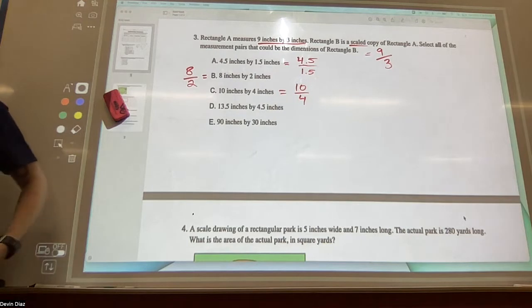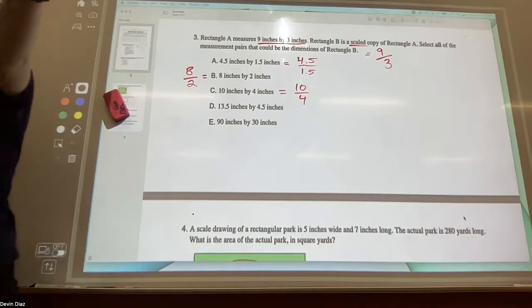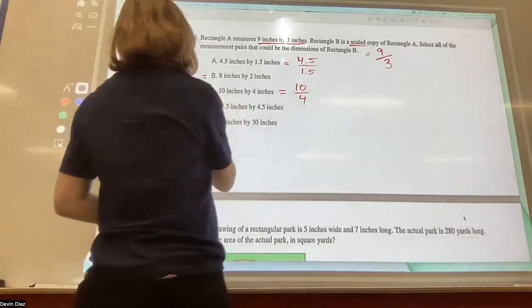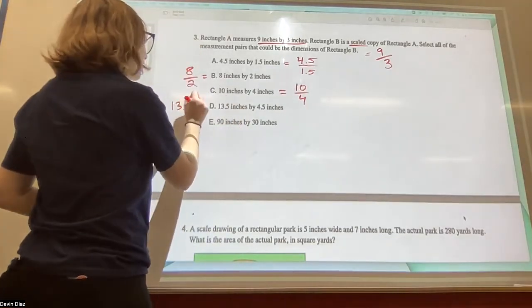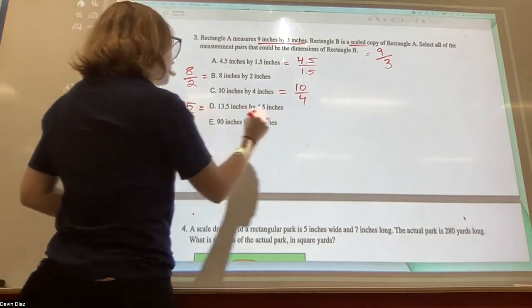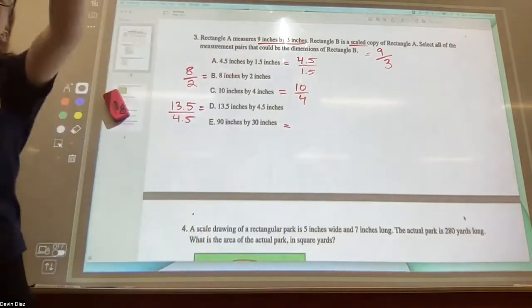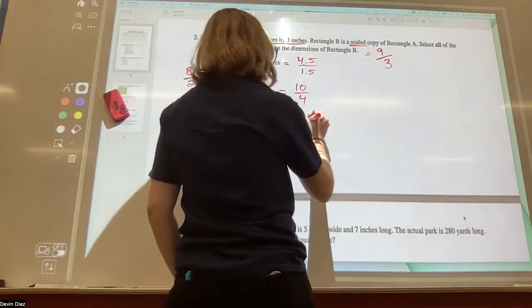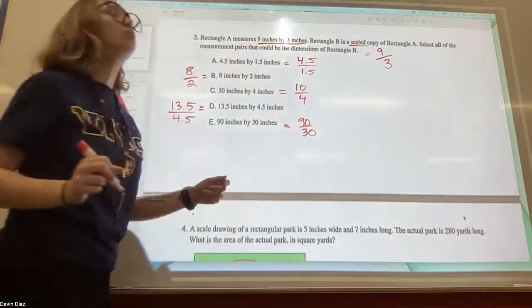Come on, I need some new hands. I'm getting the same one person. Yes, 13.5 over 13.5 over 4.5. And the last one, how would I write this? 90 over 30.